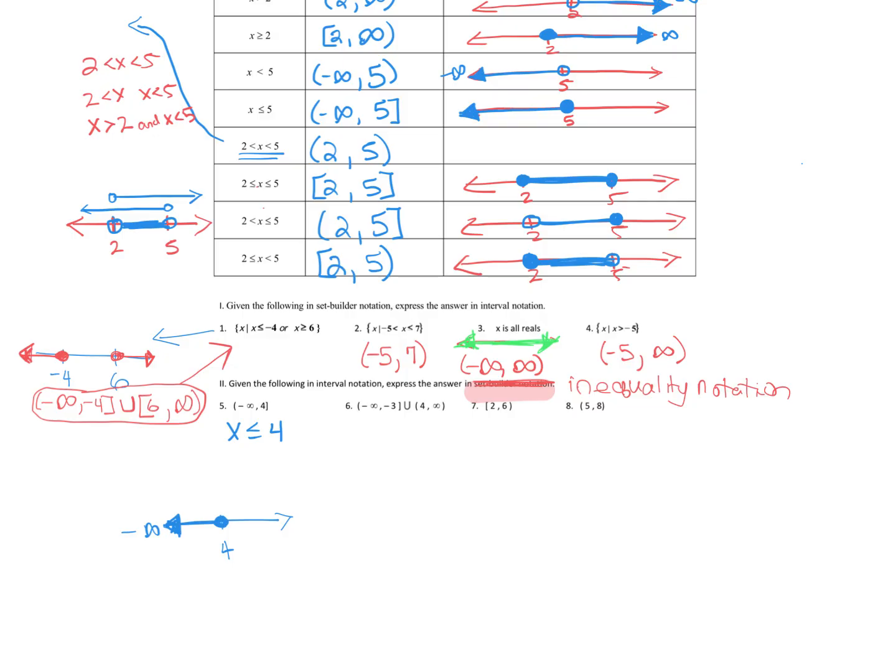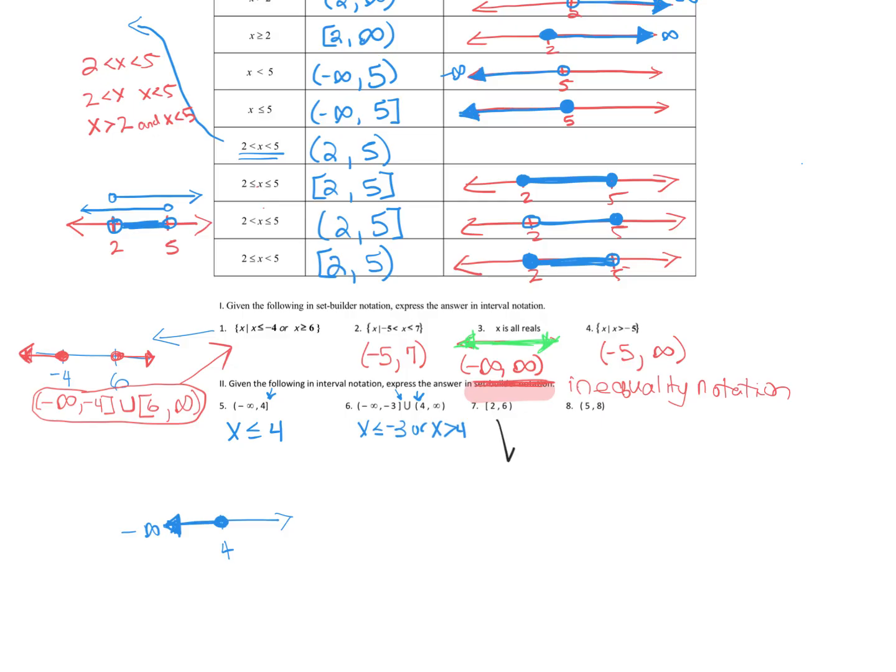Sometimes the graph helps. If the graph helps, great. If not, that's no problem. So over here on number 6, for the first part, we have x is less than or equal to -3. We have a less than or equal to because of that bracket. That's why we have the less than or equal to here. And then or x is greater than 4. So the 4 has a parenthesis, so that's why we just have a greater than, no equal to.